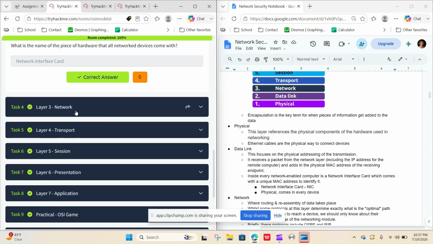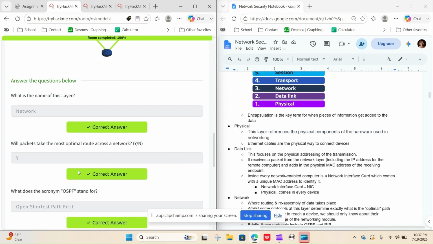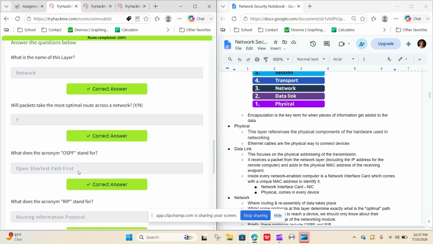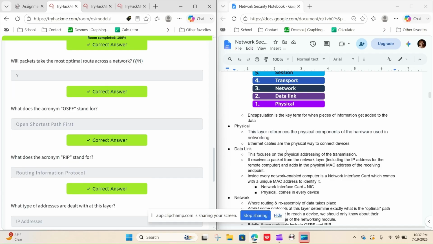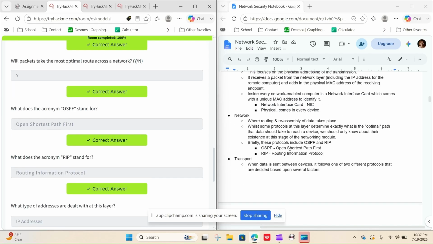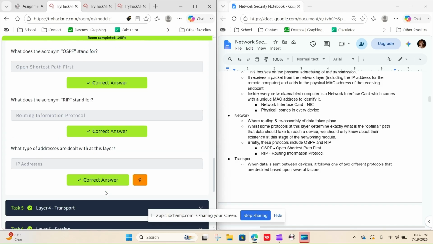Then we have network, which is how we get from computer A to computer B using the IP addresses. And these will take the most optimal route using the Open Shortest Path First, also known as OSPF. RIP is for the Routing Information Protocol, and I already said that.